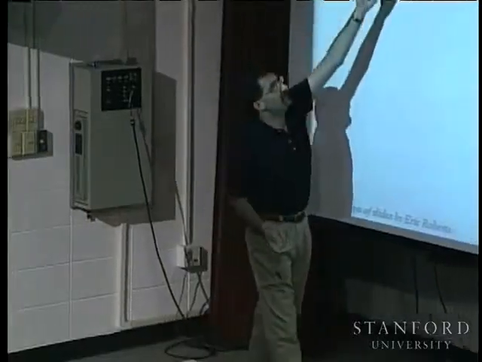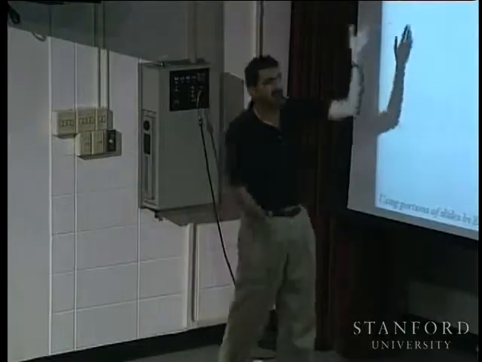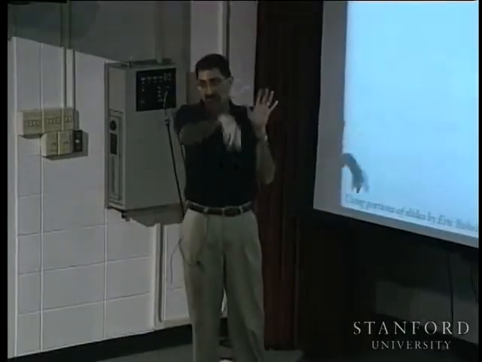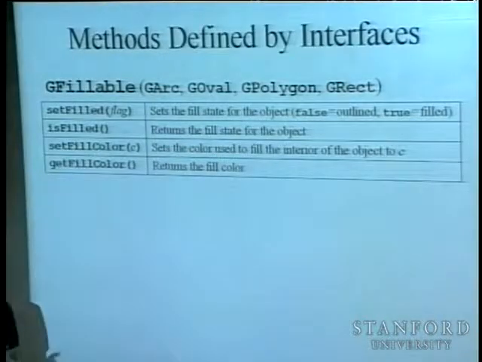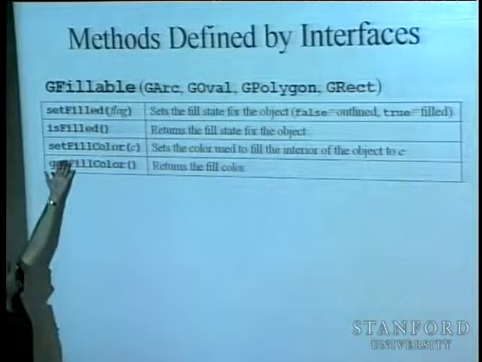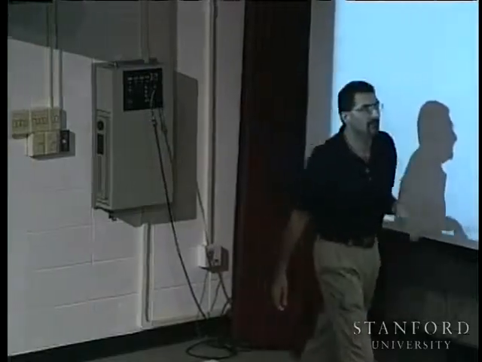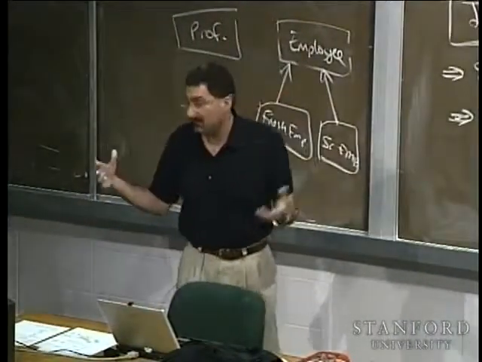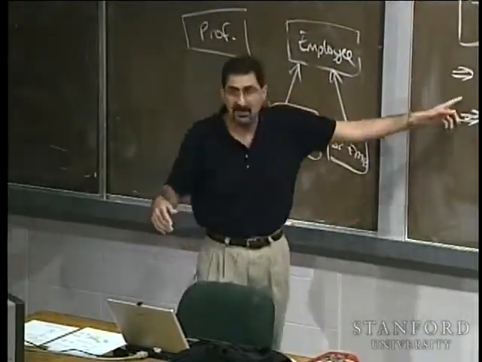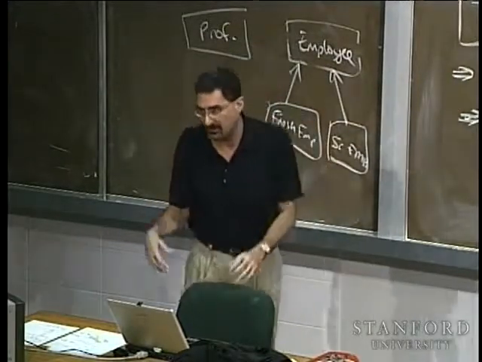So setFilled, I set to be either true or false, just like you've done with GRects or GOvals in the past, that either sets it to be just an outline or filled. I can ask it if it's filled by saying isFilled. That returns a Boolean, true or false. I can set the fill color. I can get the fill color. Getters and setters, once again, rearing their ugly heads. So fillable is an interface, and there's a certain set of classes that we refer to as implementing that interface, which means they provide all the methods in that interface.